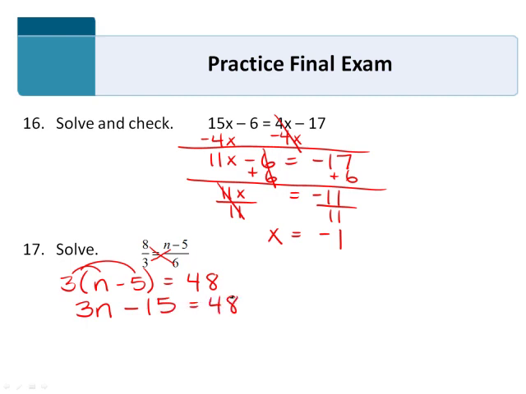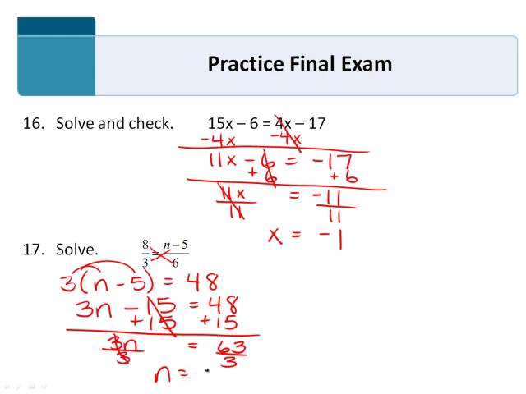Okay, so now the next thing we need to do, don't mess with the 3n, get rid of that 15. Add that to both sides. So 3n comes down, the 15's are gone, and 48 plus 15 is what? 63. And your last step would be to divide by 3. So n equals 21.